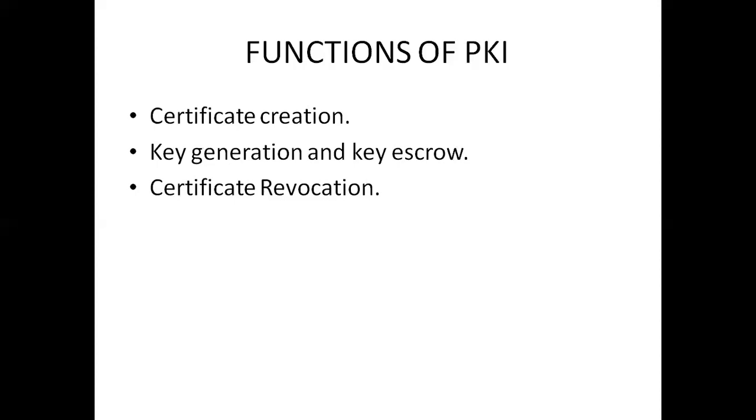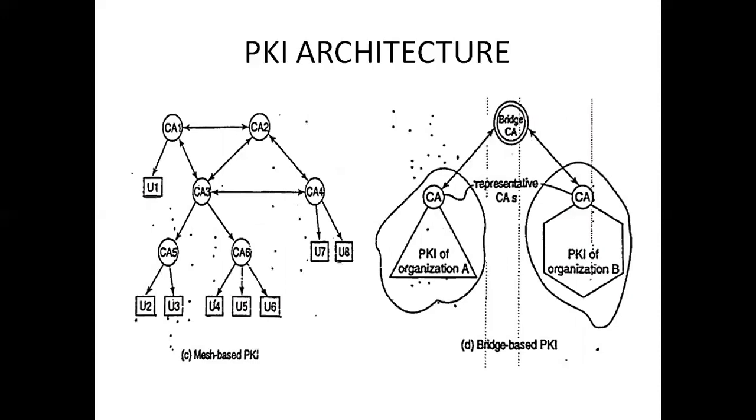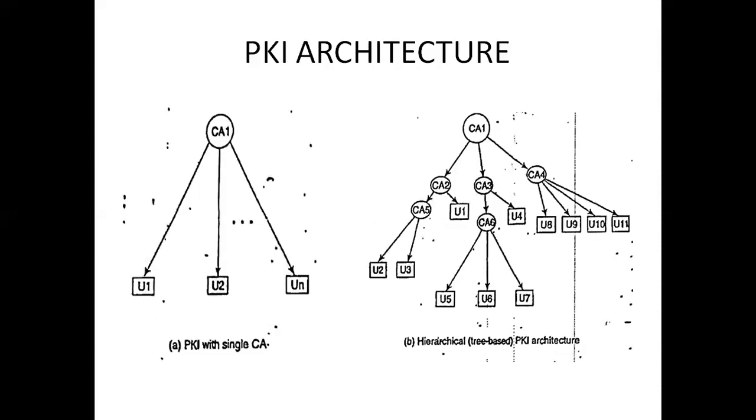So the important function of public key infrastructure is to provide a safe facility for all the issued certificates. Next we're going to see public key infrastructure architecture. In this architecture, there are four types. One is public key infrastructure with a single certification authority. Then the hierarchical or tree-based public key infrastructure. The third one is mesh-based, and the fourth one is bridge-based. First we're going to see PKI with a single certification authority.